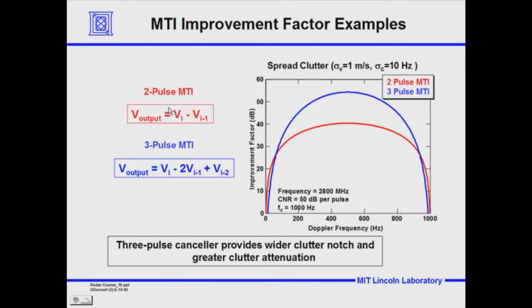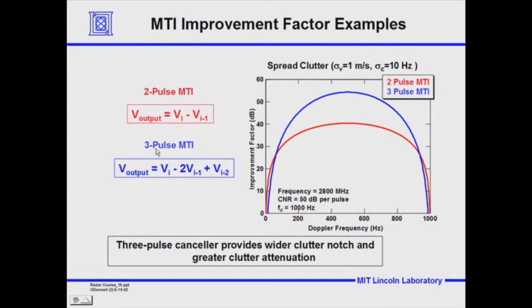First, let's just look at a 2-pulse MTI canceller. It's in red, and it's just subtracting adjacent pulses. And we see here its performance, where we're at S-band, and we have a clutter to noise ratio of 50 dB per pulse. We have a PRF of 1,000 hertz. Now, here is the MTI improvement factor, and we see it's a little over 40 dB, approximately.